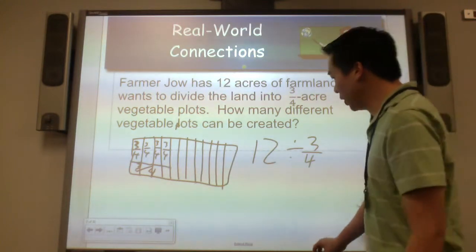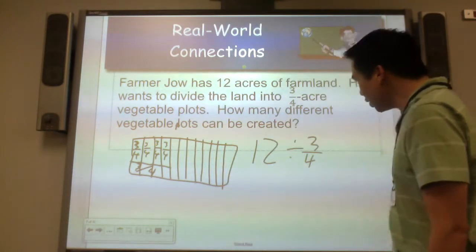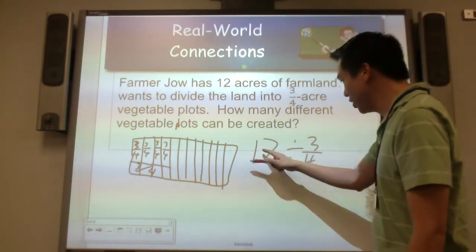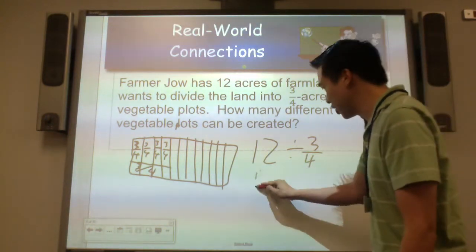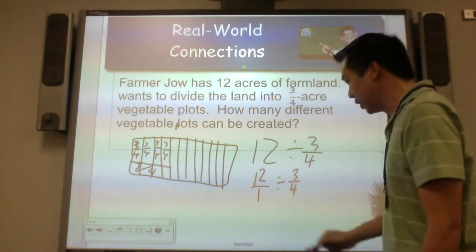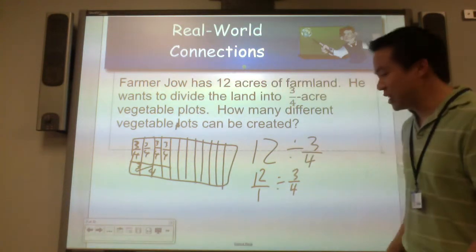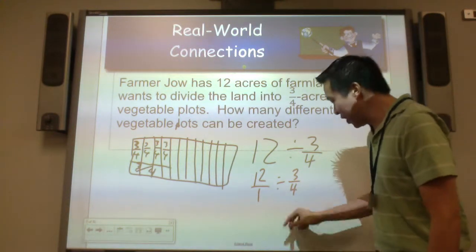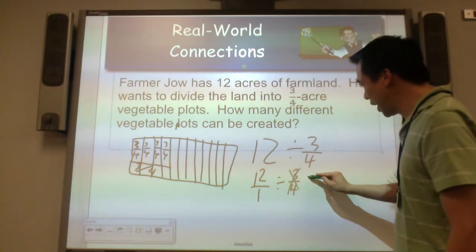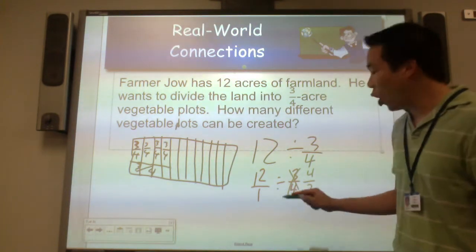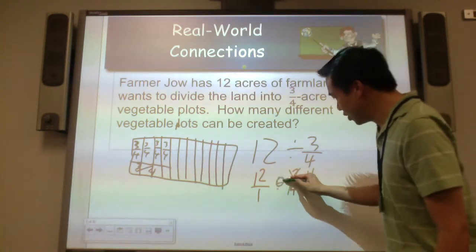So the rule is you write each one as a fraction. Is 12 a fraction? Let's write it as a fraction: 12 over 1 divided by 3/4. Then you find the reciprocal of the second fraction, or you flip the second fraction. If I flip 3/4, I get 4/3. And then you times it away. So you turn this division into a multiplication.